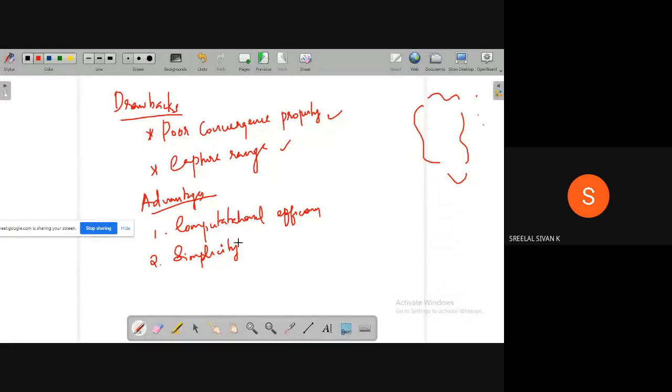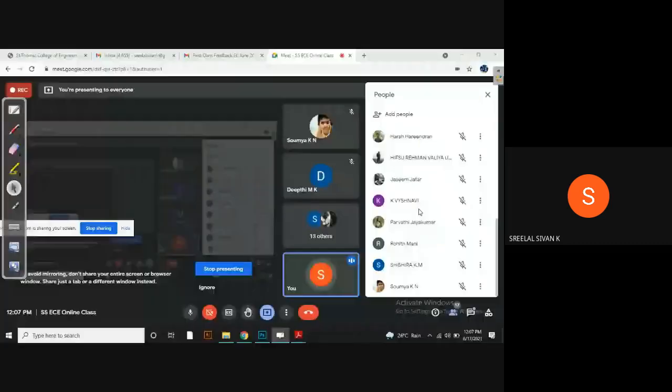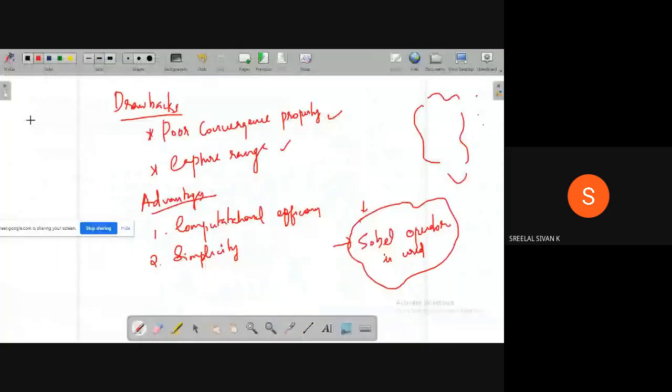Basically, while preparing your energy function, we can use the Sobel operator. You have already studied Sobel. It is a first order gradient operator used to find the gradient of pixels. The Sobel operator is generally used to find that energy, which may be your pixel intensity or gradient value.